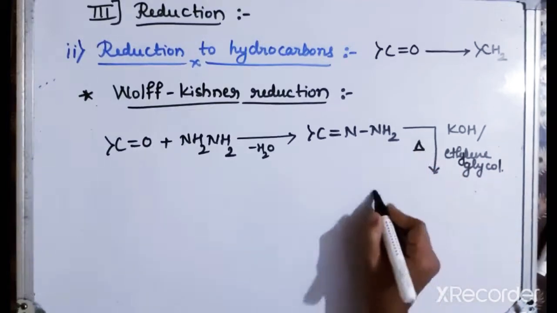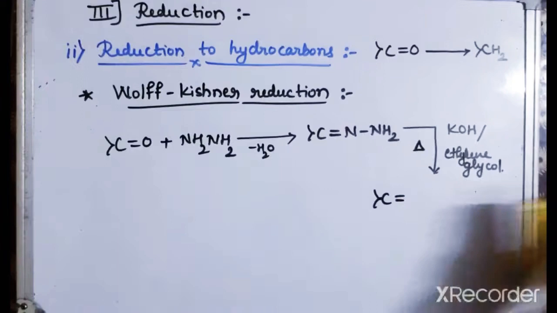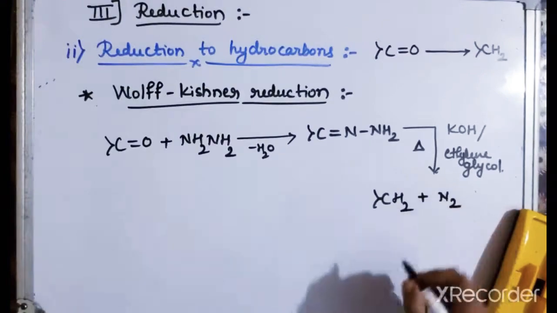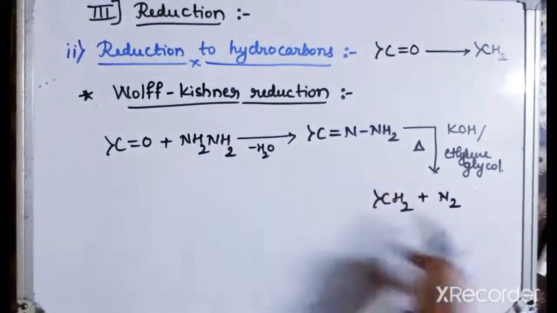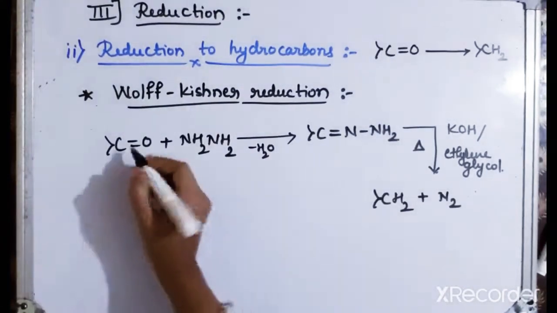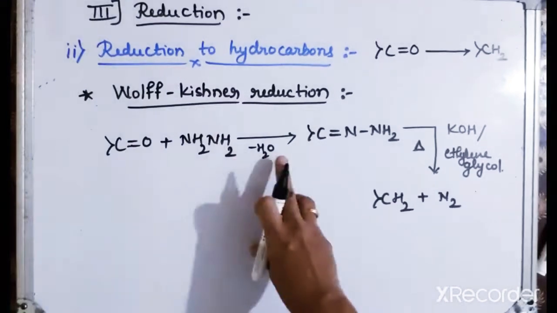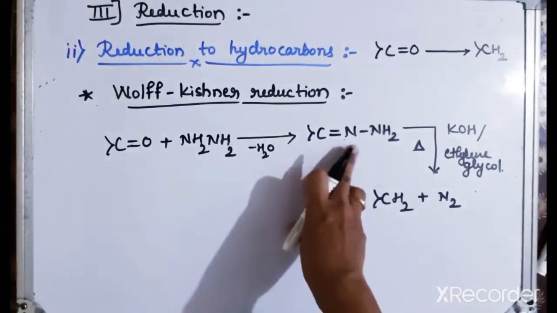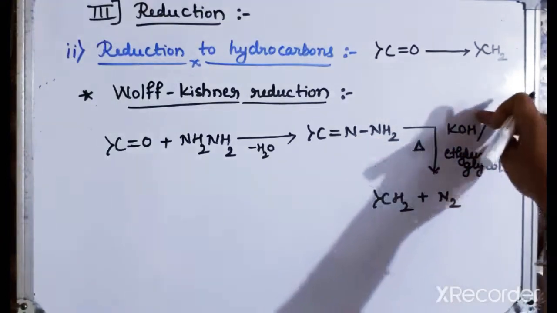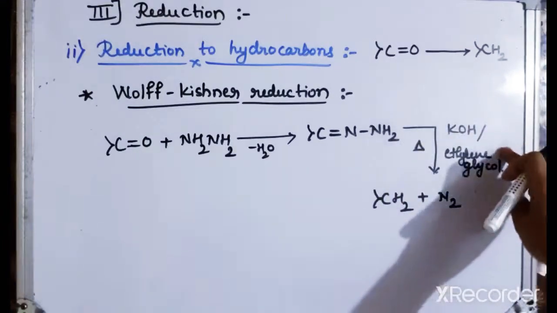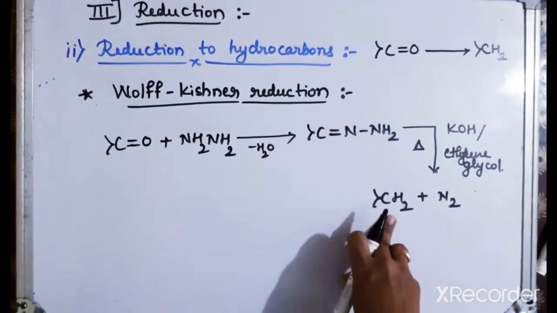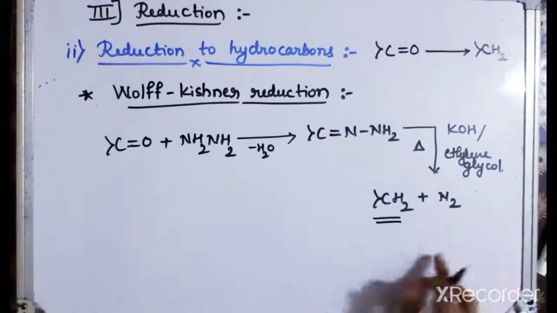So there is a formation of the hydrocarbon, where the CO group is reduced to CH2 with the loss of dinitrogen gas. So this happens in the Wolff-Kishner reduction. I repeat, aldehydes and ketones react with hydrazine. By dehydration, we get a stable hydrazone as a product, which on further heating with potassium or sodium hydroxide in a high boiling solvent like ethylene glycol results in the formation of the respective hydrocarbon. The reduction takes place and there is a formation of hydrocarbon.